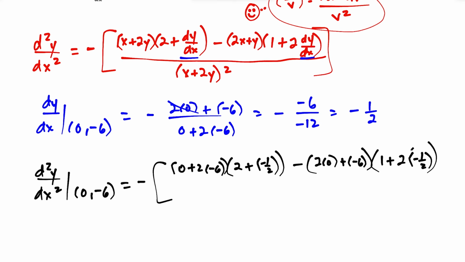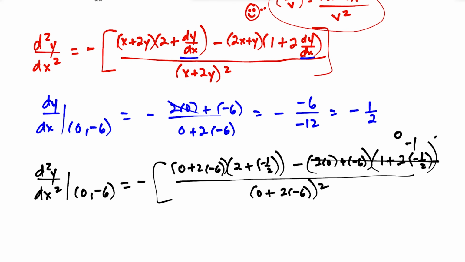And then notice here, 2 times -1/2 is equal to -1. And 1 minus 1 is just going to simplify to 0. So this entire product here is just going to cancel out. And that's just going to make it much nicer to simplify at the very end. So now in the denominator, we plug in 0 plus 2 times y. So we have 2 times -6. And then this whole quantity is being squared.